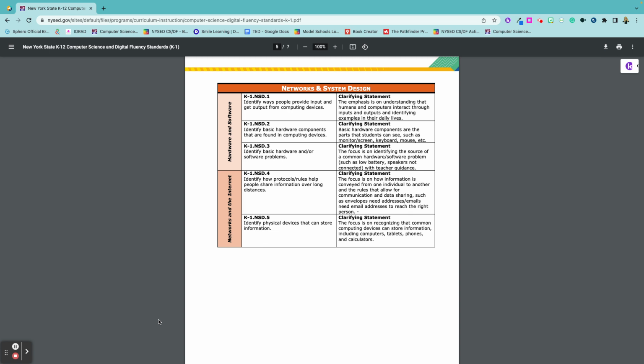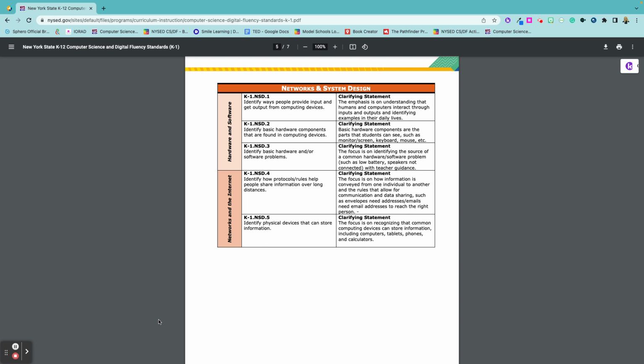As we move into 3, we're identifying the basic hardware and software problems. So having a job in your classroom for a tech expert or somebody who is going to be the techie for the week to help out whenever there's some problem with a device.